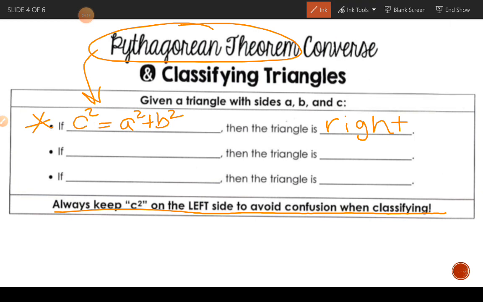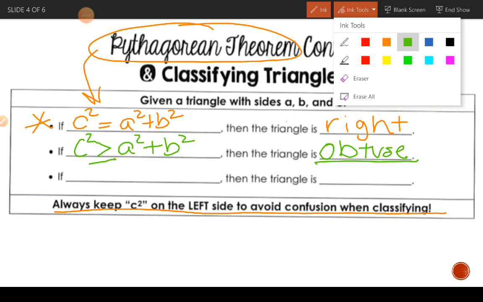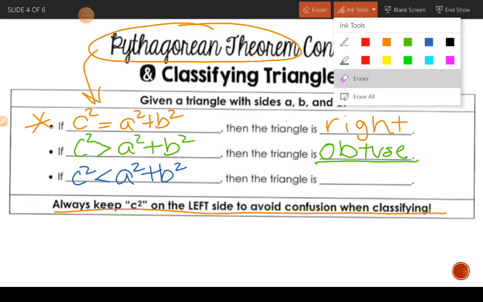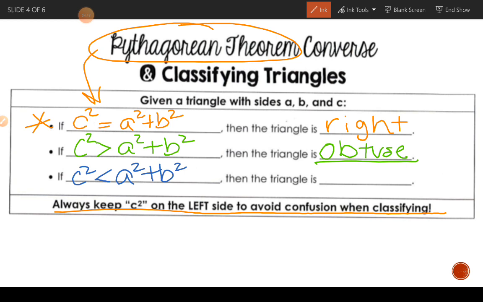However, if c squared is bigger than a squared plus b squared, then the triangle is obtuse. Greater than, obtuse, means we have an angle that's greater than 90. That's why we want to keep c squared over to the left. And then if c squared is less than a squared plus b squared, by the way, that's not an equal to, that was just me underlining, then we have an acute triangle.